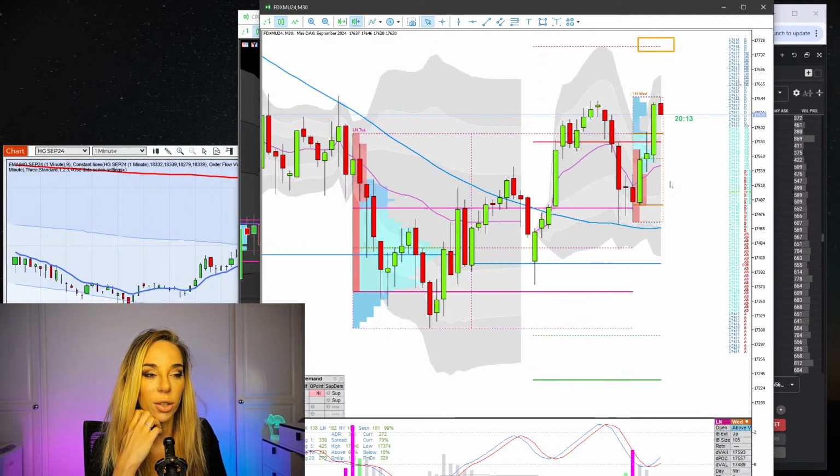Another way that I like to use DAX is to look at, ideally, a confluence of VWAP and initial balance edge. That would be the most perfect setup.